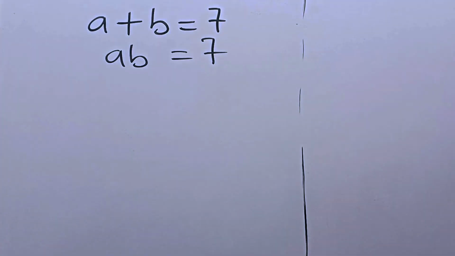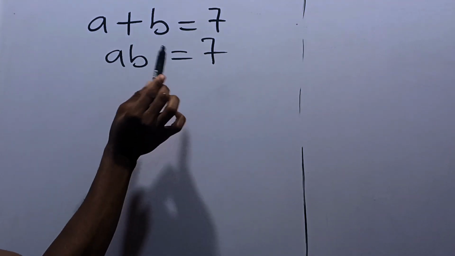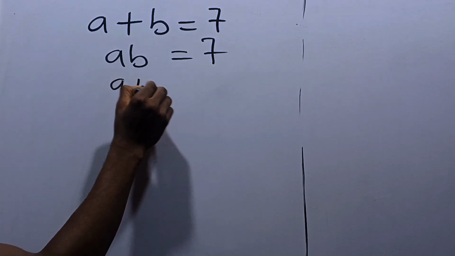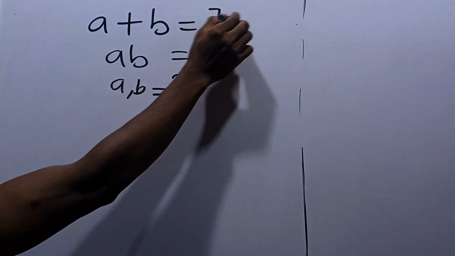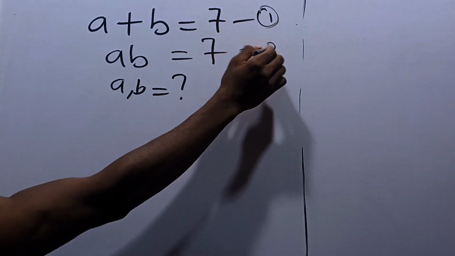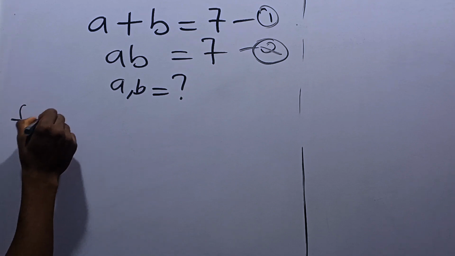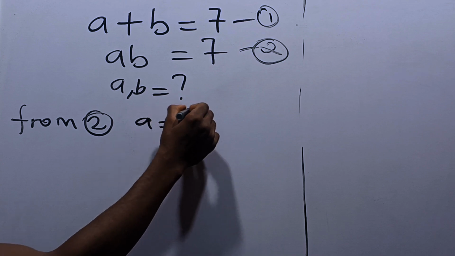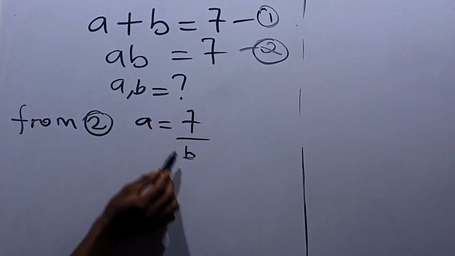Let's solve this together. It says a plus b is equal to 7 and ab is equal to 7. We're going to solve for the values of a and b. First things first, let's call this equation 1 and this equation 2. So from equation 2, a is equal to 7 over b.